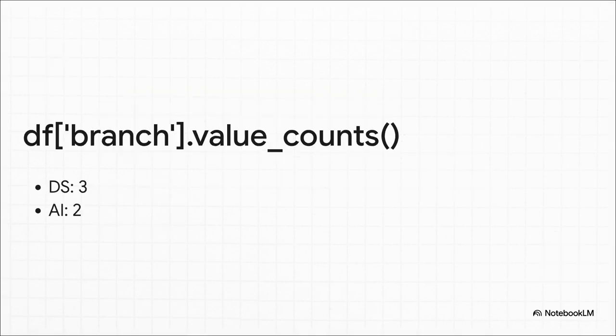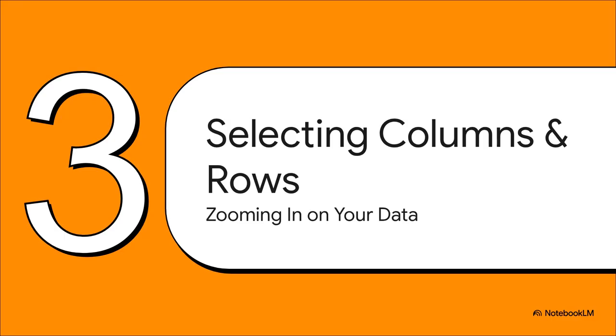Now, for any columns that have categories, like the branch column in our student data, value_counts is indispensable. It quickly counts up how many times each unique value appears. In just one line, we can see we have 3 students in the data science branch and 2 in the AI branch. It's a fundamental tool for understanding how your data is distributed. Okay, so by now we have a really good overview of our data set.